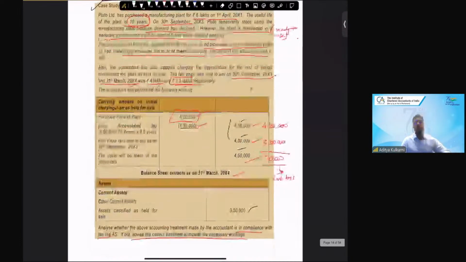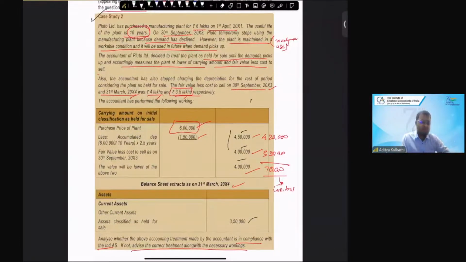सर, फर्स्ट ऑफ ऑल इसको हेल्ड फॉर सेल क्लासिफिकेशन तो नहीं करेंगे, इसलिए इनका डेप्रिसिएशन भी सीज नहीं होगा. Yes. फुल का डेप्रिसिएशन लेंगे और इम्पेयरमेंट चेक करेंगे सर. Yes, you are given fair value less cost to sell on 31st March 20x4 also. ठीक है, जिनी, मोनिका, या जिनी.